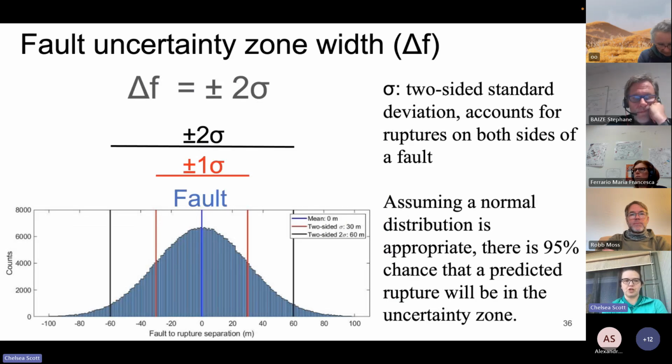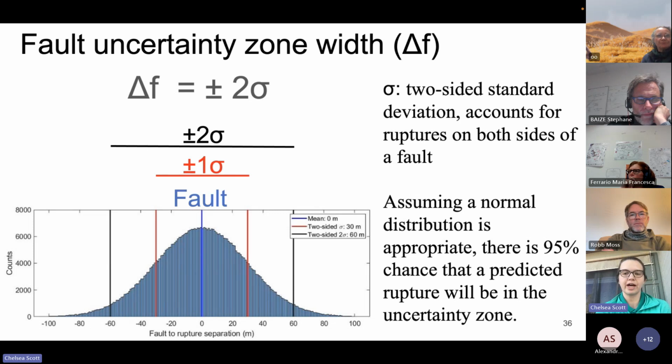So the last part of this presentation, I'll be looking at how we can use these statistics to derive fault uncertainty zones. So here's the only equation in my presentation, and that's that this uncertainty zone width is equal to plus or minus 2 sigma. I'll describe this briefly.